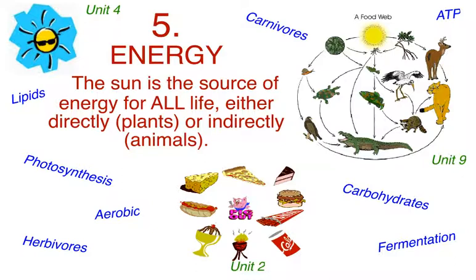The fifth characteristic of living things is energy. All living things must be able to obtain and use energy. So the sun is our source for all the energy that living things need. We can either get our energy from plants. Plants can take the energy from the sun and turn it directly into food. Or we can get it indirectly by eating plants or eating other animals, which got their energy from the sun. So the sun is the source for all energy of living things.